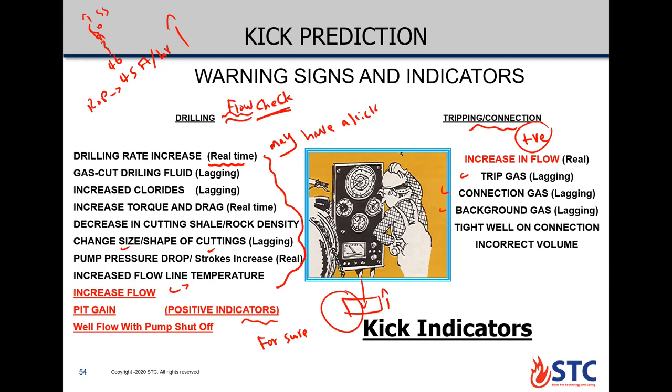Once we lose the APL effect, the formation tends to cave in. So you think it is abnormal formation pressure, or your torque and drag started to increase. Okay. Also, if there is incorrect volume while comparing the actual volume from the trip tank and the calculated volume, you see incorrect volume, so this may be an indicator of a kick. So we need to make a flow check.